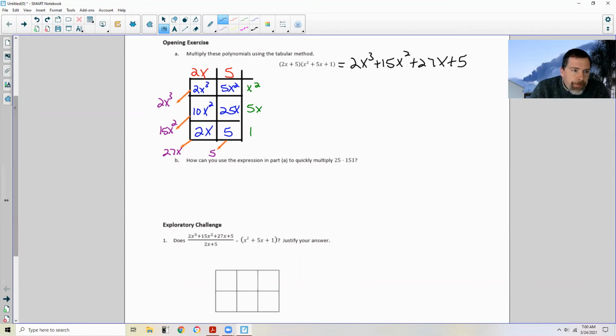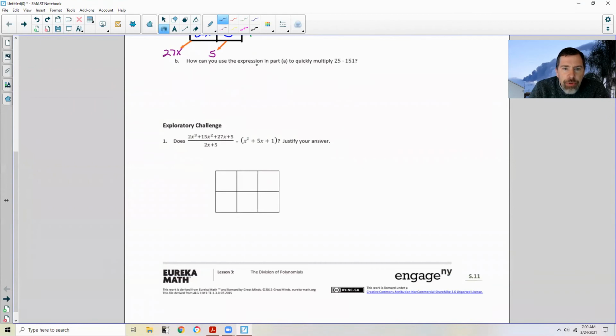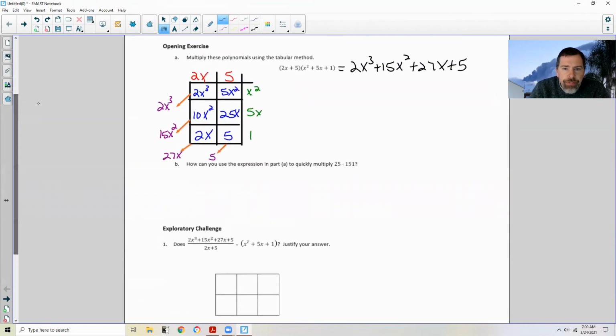Okay, so there's A. B, how can you use the expression in part A to quickly multiply 25 times 151? Well, let's take a look. Okay, so if you look at this right here, 25 times 151. Well, how do I get 25 from this? Well, if x is 10, 20 plus 5 is 25. And if x is 10 here, 10 squared is 100, 5 times 10 is 50, that's 150 plus 1.